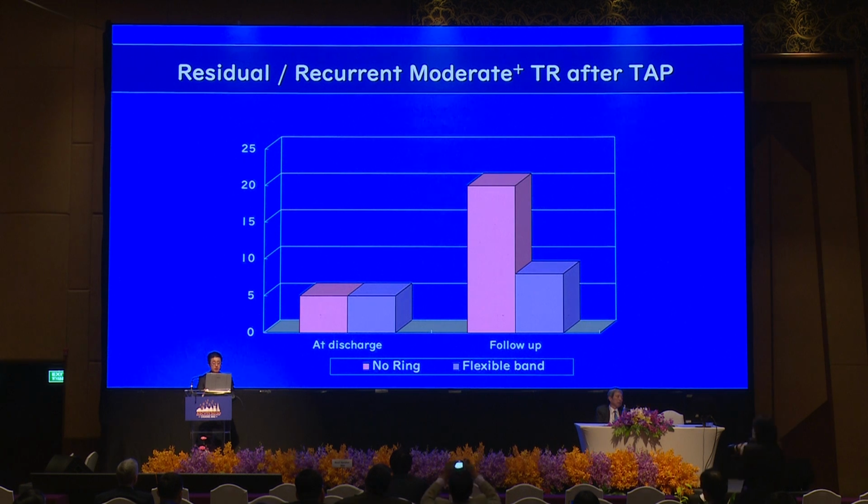About 15 years ago, I compared the efficacy of suture repair and flexible band repair, looking at residual more than moderate TR and recurrent TR at follow-up. As you can see, suture repair had a higher incidence of recurrence, about 20% at 5 years, which was reduced to about 8% with the flexible band.